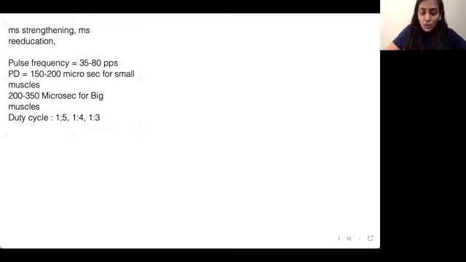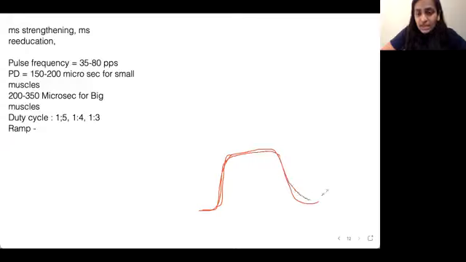Now there's another thing which is called a ramp. What is a ramp? A ramp in an electrical current is when the current slowly goes up, it stays up for a while, and then it comes down. So this is a ramp. Why do we need a ramp? Why do we need the current to slowly go up, stay there, maintain it, and come down?